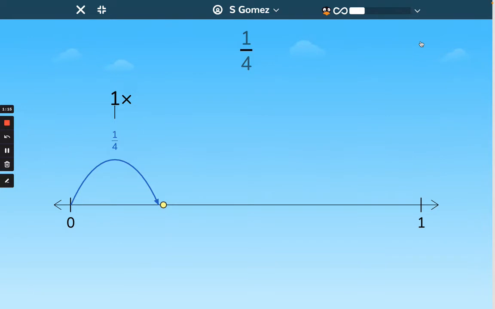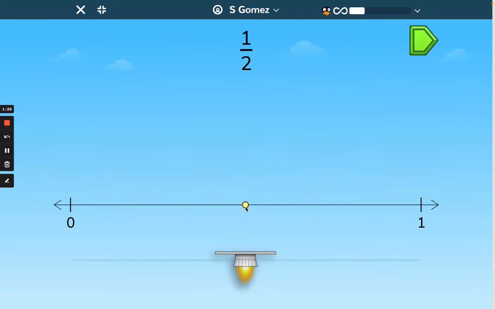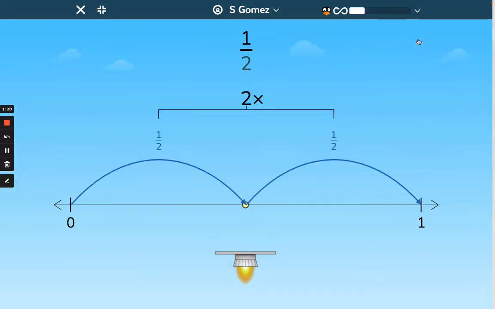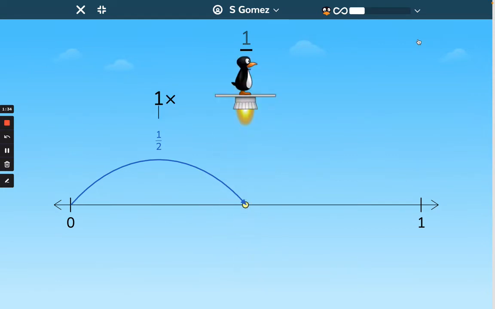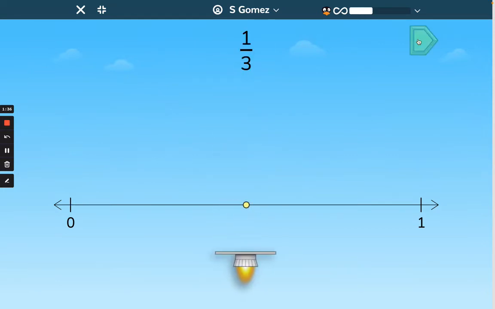Going into our next one, 1/2. If I break the number line, the whole, into 2 parts, because that's how many parts it says in the denominator, and I'm looking for the end of the first part, I'm going to be right here where this dot is already, because that's about halfway between 0 and 1, one of the 2 parts.